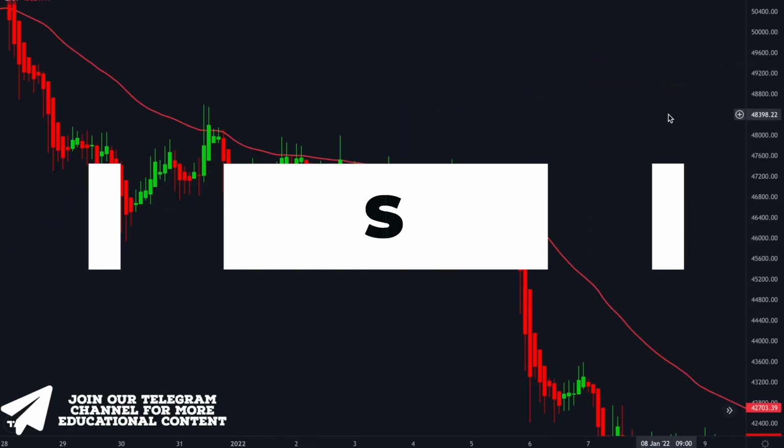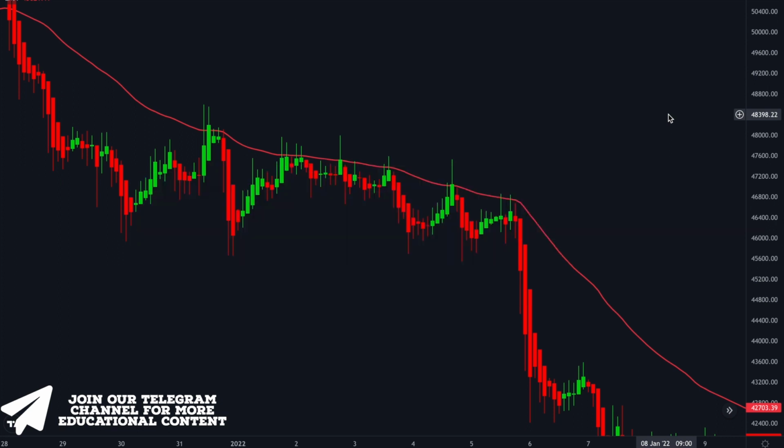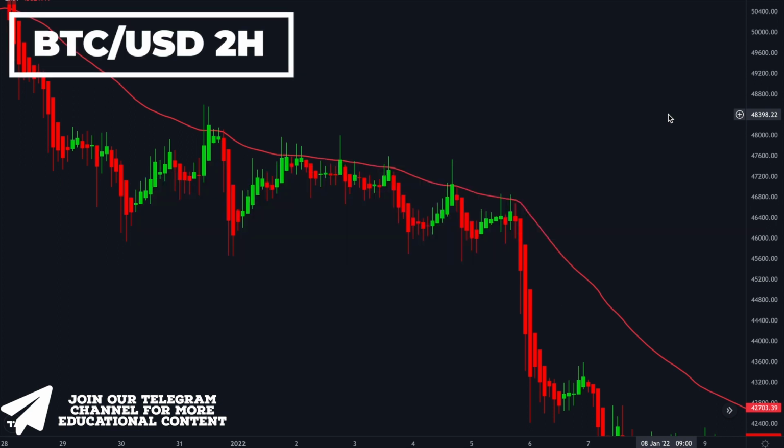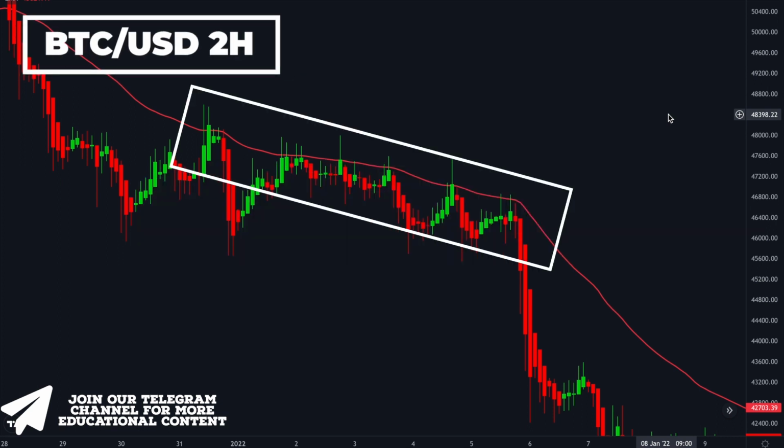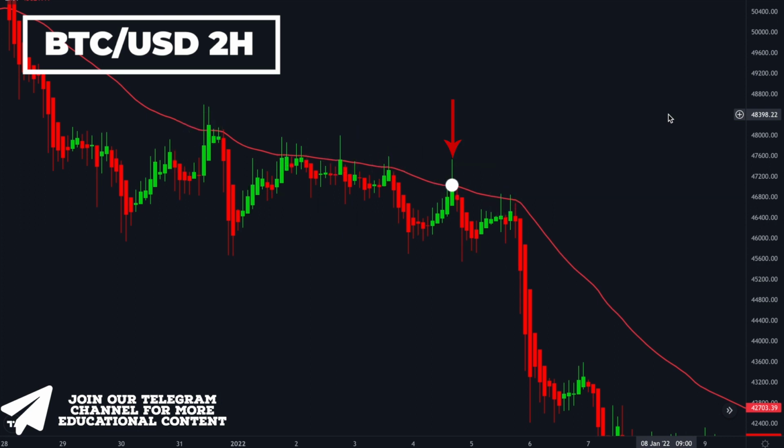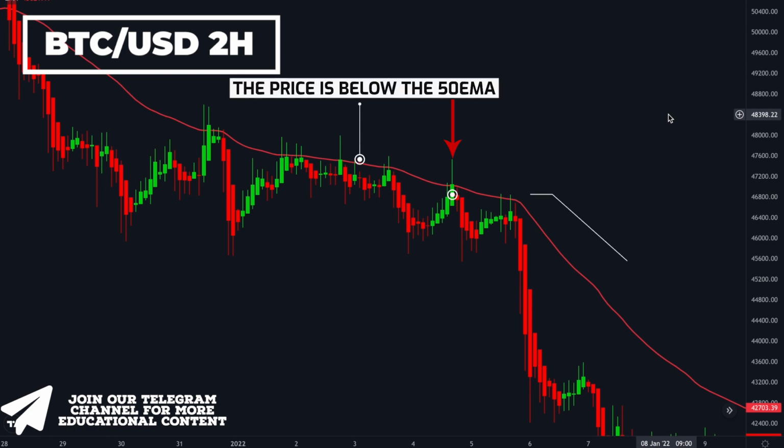Let's take a look at some short examples as well. Here is Bitcoin on our time frame, and as we can see, we have multiple trading opportunities right here. However, at this point, let's focus our attention on this long wick candle. So the price is below the 50 EMA, and we have a great long wick rejection candle, meaning that our step 1 and step 2 are complete.